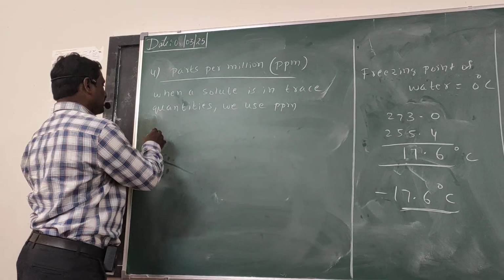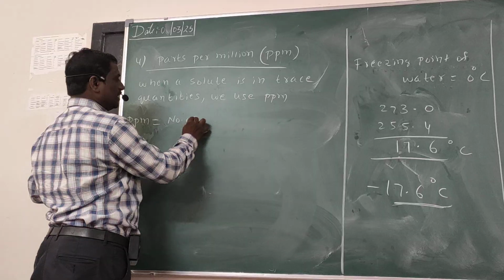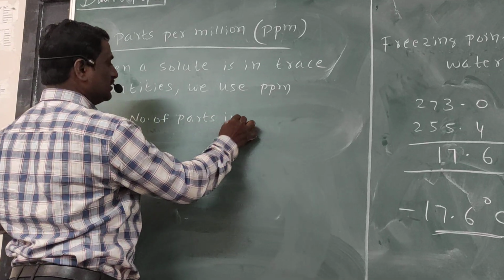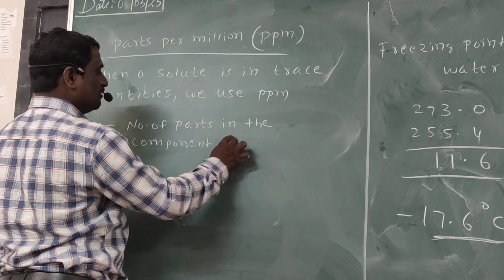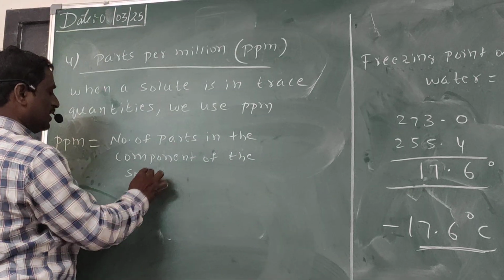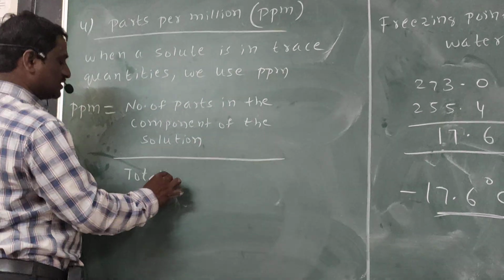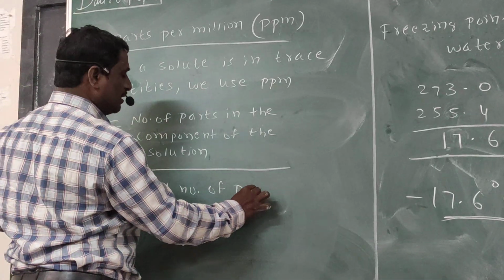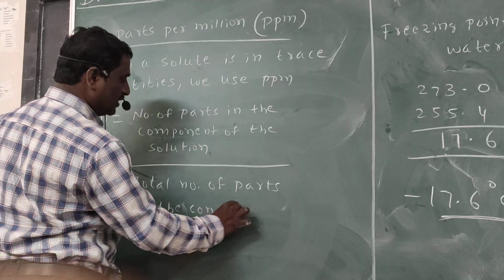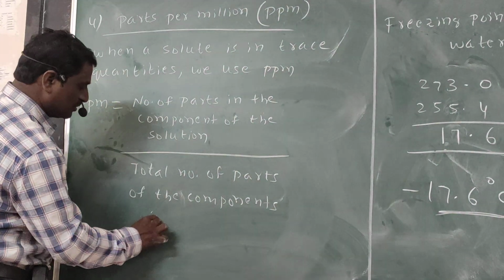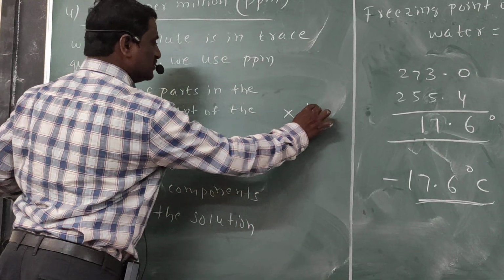So what is the meaning of ppm? Look here. ppm means the number of parts in the component of the solution divided by the total number of parts of the components in the solution, into 10 to the power of 6.